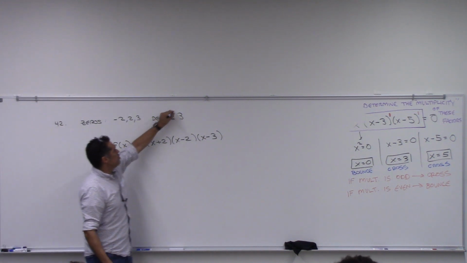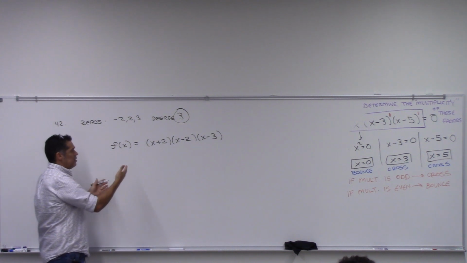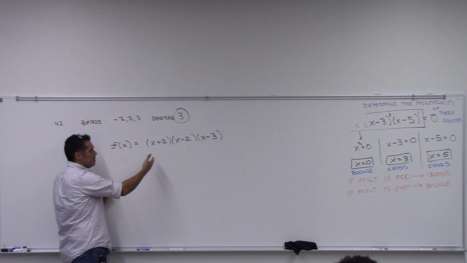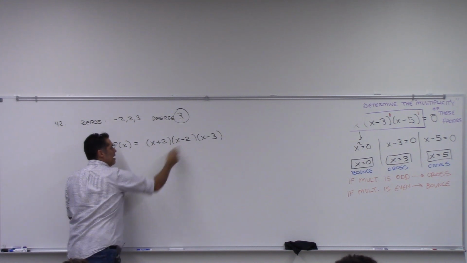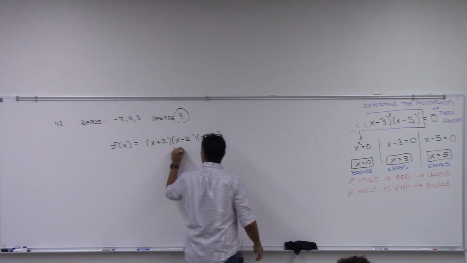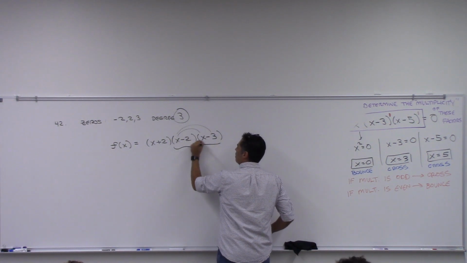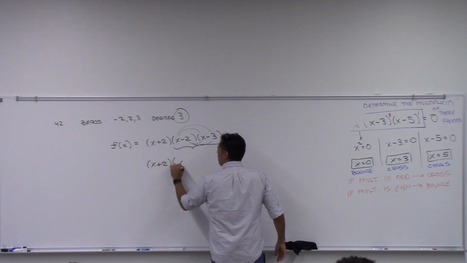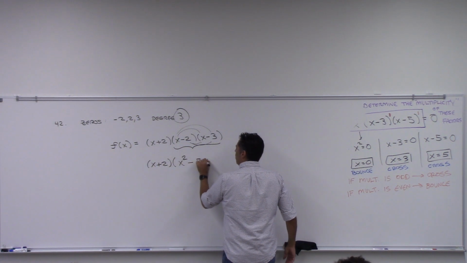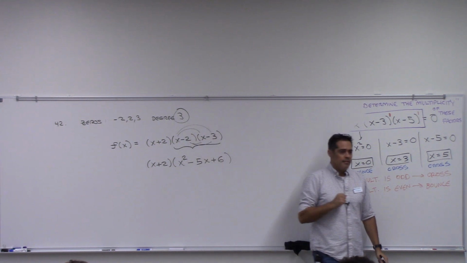Now, I need the degree of it to be 3. So let me just check. Is this a third degree polynomial? How do you know it's third degree? You have 3 x's, right? So just to show you, if I multiply these two together, that means FOIL, right? If I did that, I would get, let's see, the x plus 2 is still out here. I get x squared minus 5x plus 6. I'm not showing the work, but that's what you would get if you FOIL that out, right?